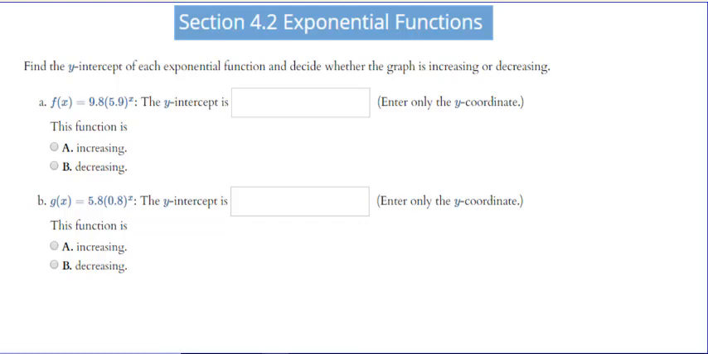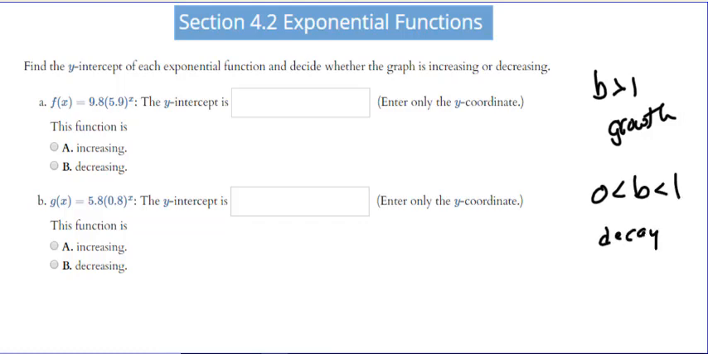In this first problem, it says find the y-intercept of each exponential function and decide whether the graph is increasing or decreasing. Well, we know if the base is greater than 1, it is a growth, and that would mean that it's increasing. And if the base is between 0 and 1, it is a decay, which means it's decreasing. Before we look at that, we've got to find the y-intercept, and it said enter only the y-coordinate. Well, the y-intercept is when x equals 0.